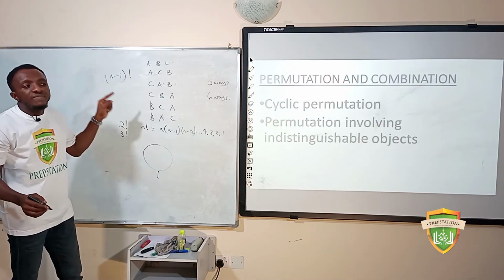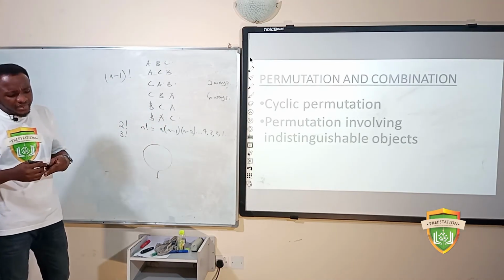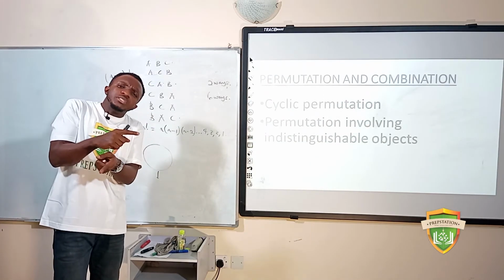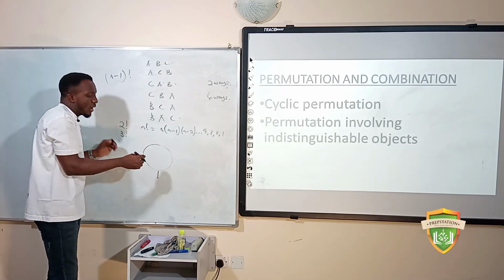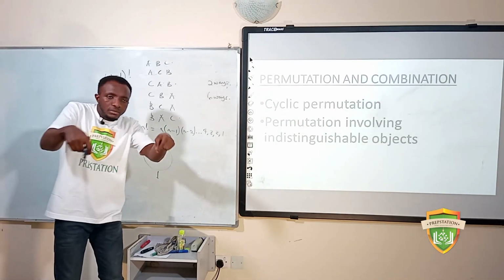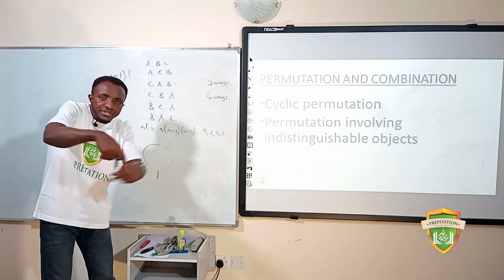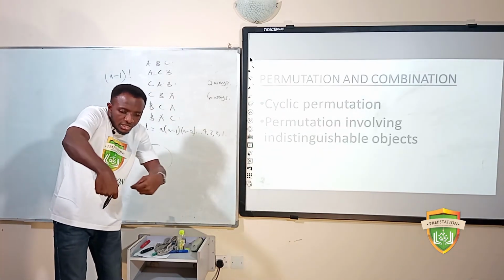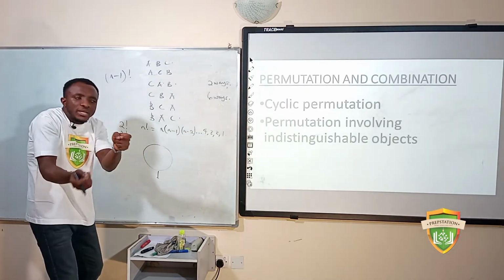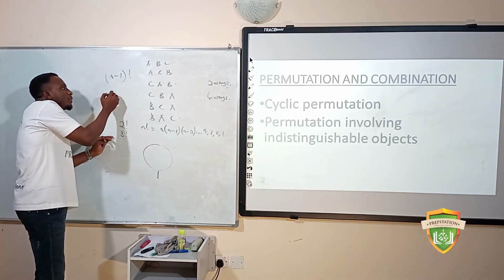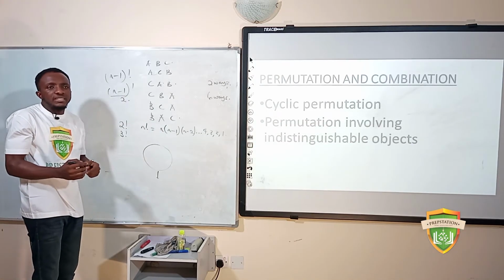N minus 1 factorial ways. What did I say? N minus 1 factorial ways. Now, but if it is something that can be turned the other way, let's say those of you who make beads, if you have a bead, you can turn it the other way. So if it is something you can turn the other way, then the formula is n minus 1 factorial over 2. We'll solve questions like that, you understand.